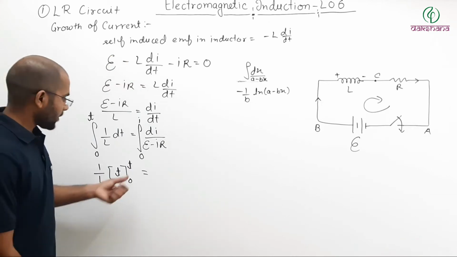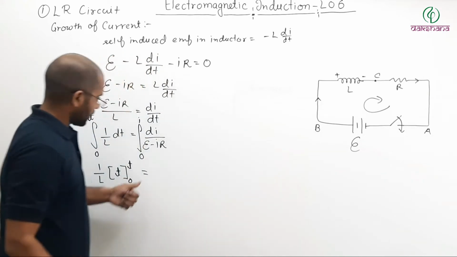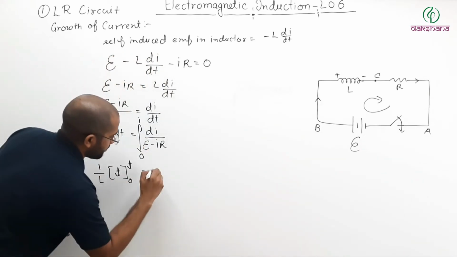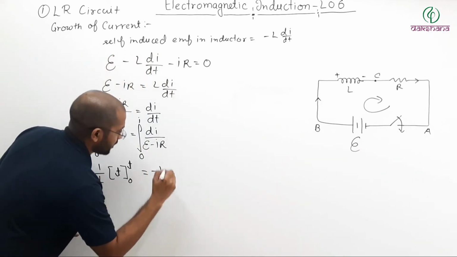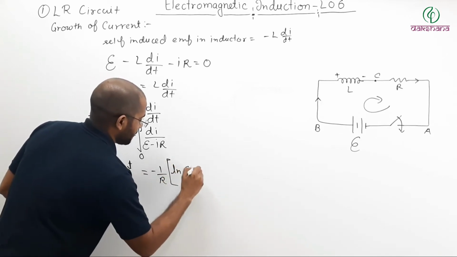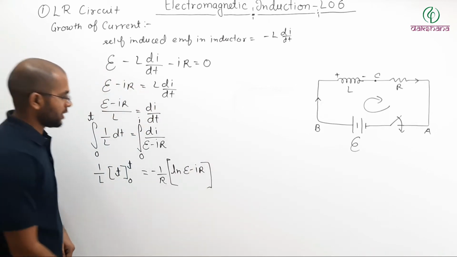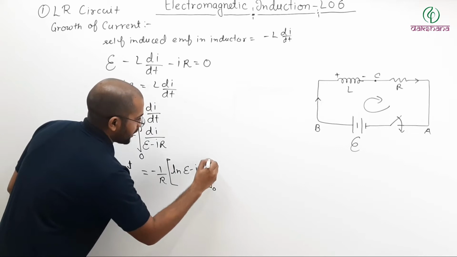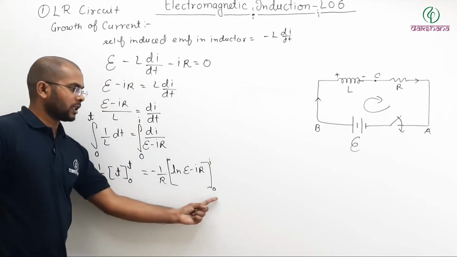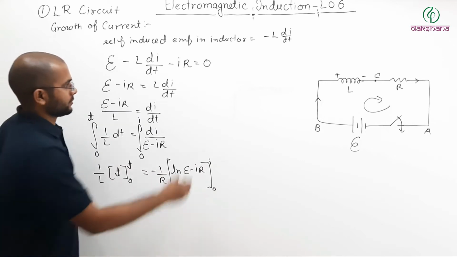So here, this can be written as minus of 1/R ln(EMF − IR), with limits from 0 to I, because at t equal to 0, current is 0, and at t, current is I. That's how we are trying to write it.